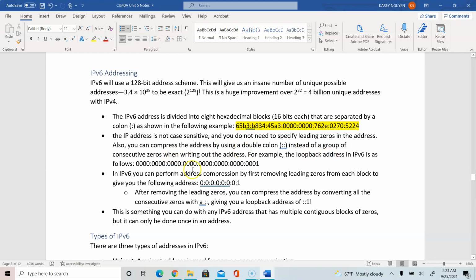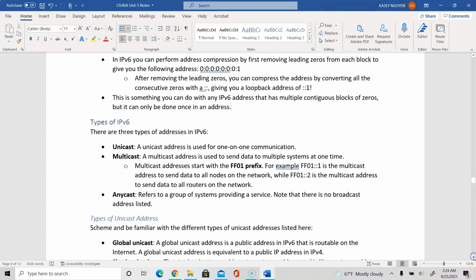So an example of a loopback address is all 0s ending with 1. What we can do is shorten it by removing the leading 0s, and it would look something like this. Or you can convert them all to 0 by using a double colon, and a pair of double colons can only be used once. You can do this for an IPv6 address that has multiple contiguous blocks of zeros. So if there are 0s in between like this, we can shorten it by indicating a double colon like this, or we would have a single colon just to remove the leading 0. And there are multiple ways to write your shortened address, especially when you have to shorten the 0s.